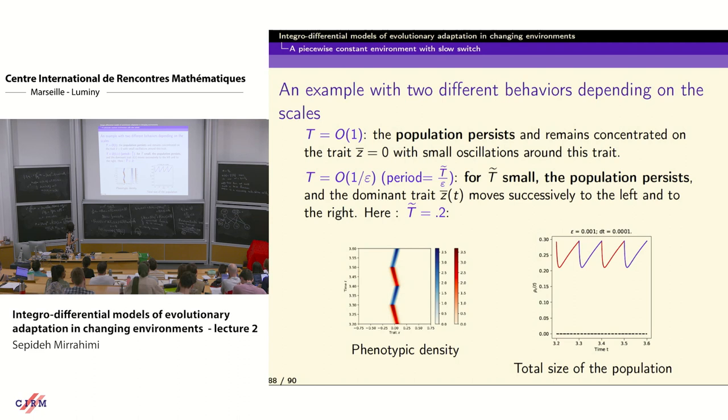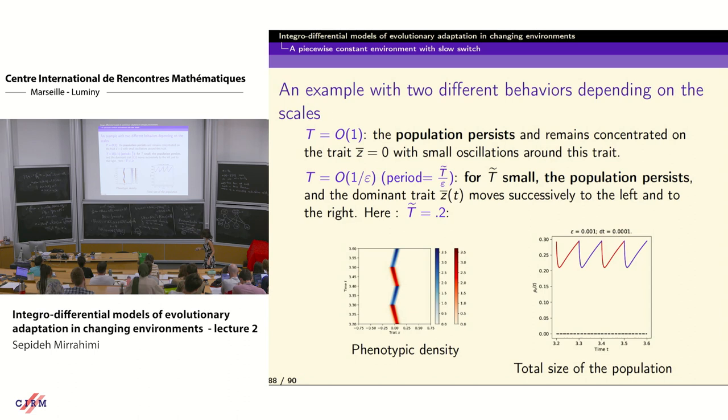Here we have done the simulation with this scaling, but with a small t tilde, and we see that we go a little bit to the right, a little bit to the left, but the phenotypic density remains concentrated around the point Z bar, which is the point that maximizes the average growth rate. So the population concentrates around the point which maximizes the average growth rate.